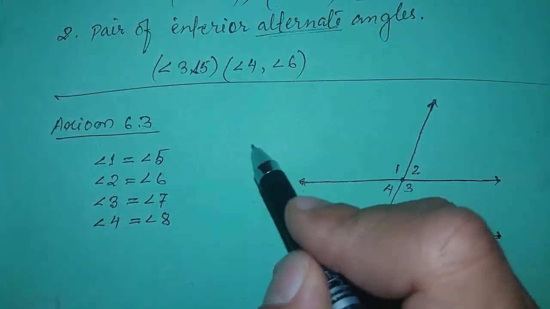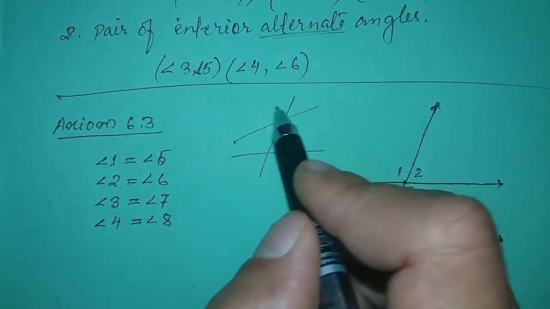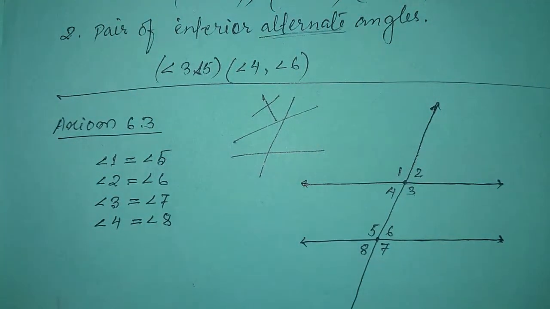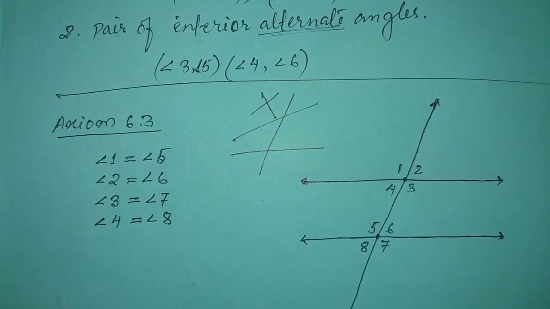If they are not parallel, if they are like this, then the pairs of corresponding angles will not be equal. So that is one very important point, one very important axiom. And now we will see the next axiom.